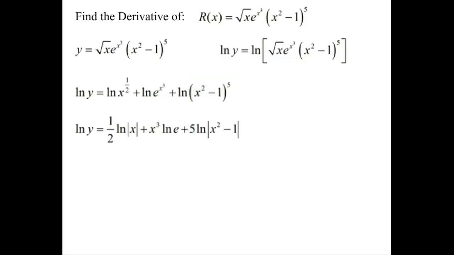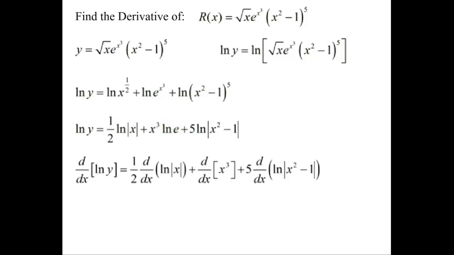Now here, the natural logarithm of e is just equal to 1. So the second expression simplifies to x cubed. And now we take the derivative of both sides. The derivative of the left-hand side is going to be equal to y prime over y. And for the right side, the first term is going to be equal to 1 over x plus 3x squared.